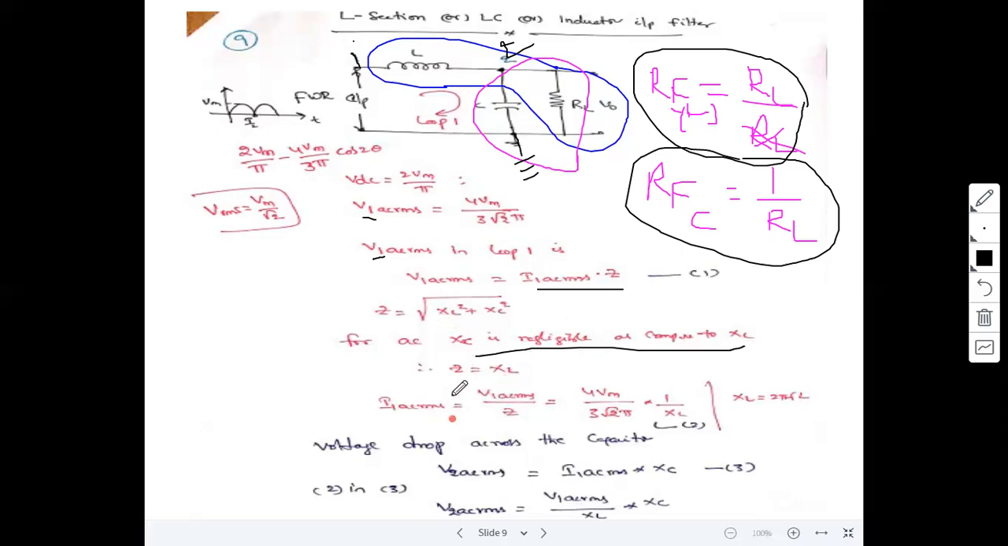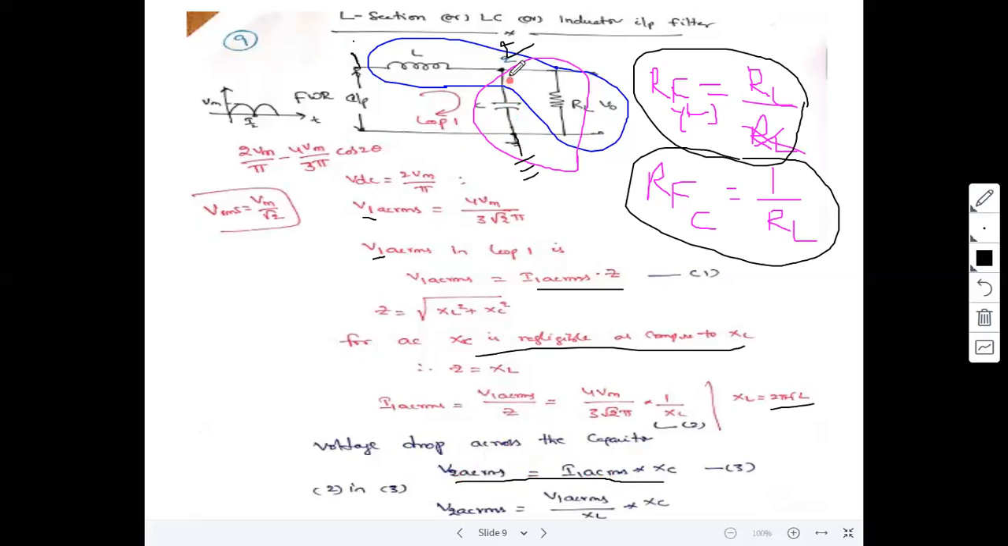Now from equation 1, I1 AC RMS current is equal to V1 AC RMS by Z. V1 AC RMS is equal to 4 Vm by 3 root 2 pi, into 1 by XL, where XL is equal to 2 pi FL. Okay. Now the voltage drop across the capacitor. What is the voltage drop across the capacitor? Simply KVL here: V is equal to I into Z, right?